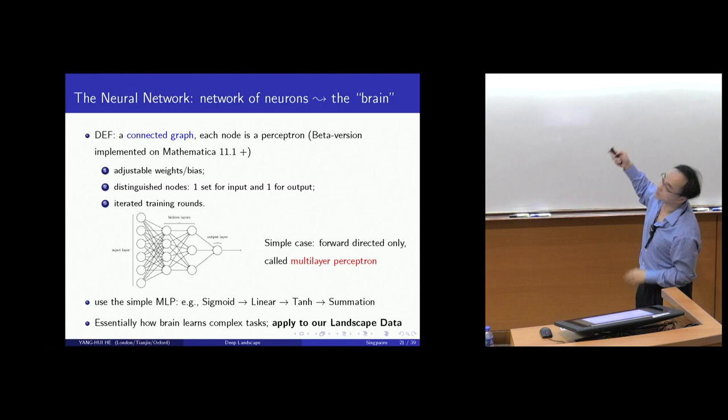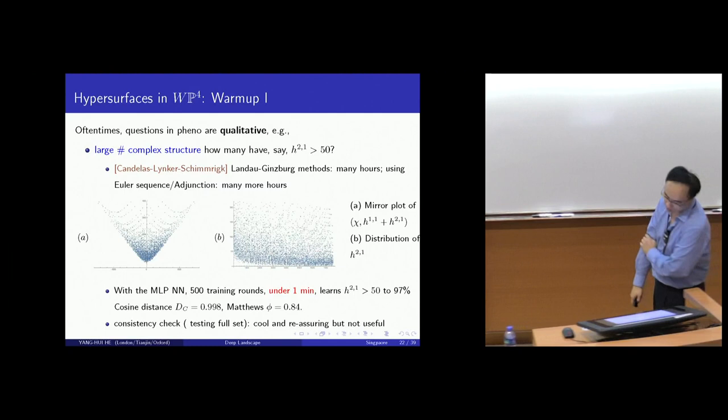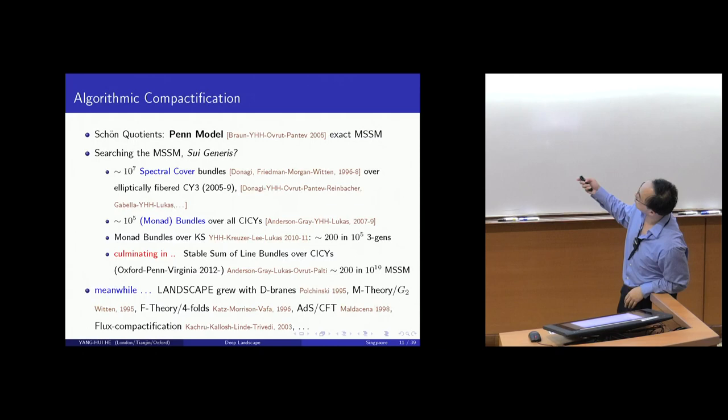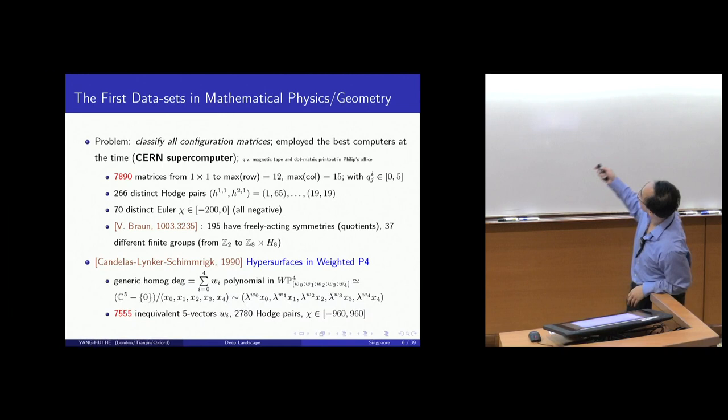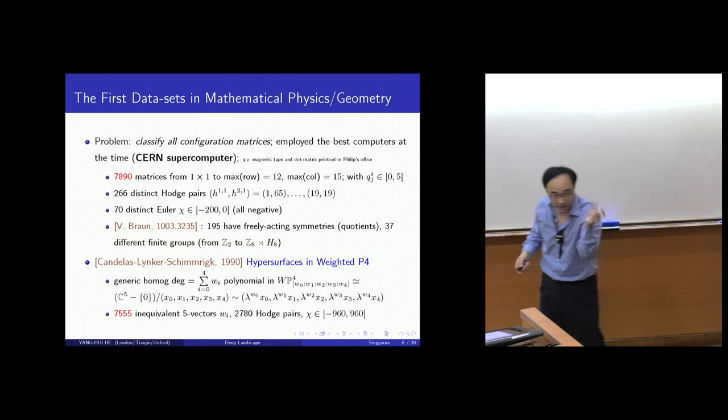So now let's actually do an experiment. Let's first take hypersurfaces in weighted CP4. For example, I want a quick estimate. I know in this data set that Philip and friends had back in the day, there's a huge variation in the actual Hodge numbers. By the way, computing the Euler number is easy, because this is an index. It's just going to be some analytic function of the input. But computing individual terms of cohomology is difficult.